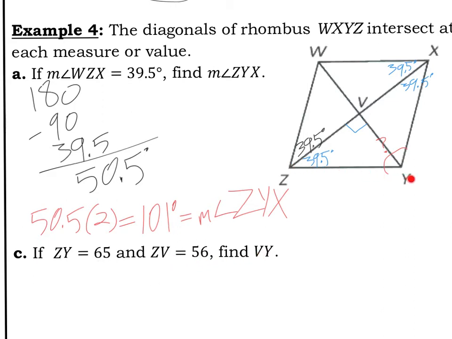In example C, it says if ZY is 65 and ZV is 56, find VY. So ZY is right here. It is opposite of this right angle, making ZY a hypotenuse. And so ZV is a leg of this same triangle, and VY is also a leg of that triangle. So we got 3 sides of a right triangle. We know 2 out of the 3 sides. That means we're going to have to use the Pythagorean theorem.